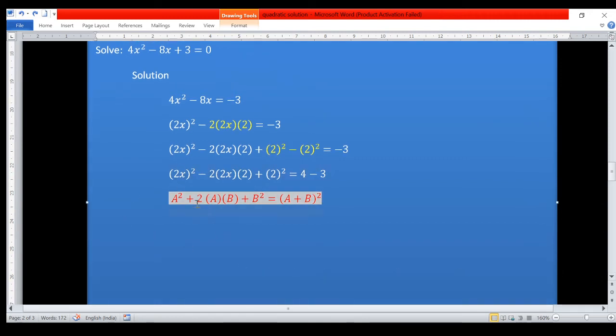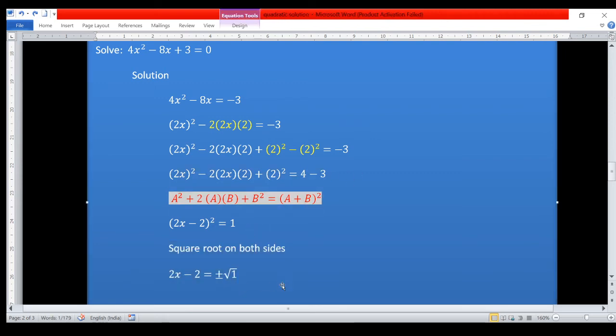So a² − 2ab + b² can be compared with the formula a² + 2ab + b², so it can be written as (a + b)². So a value is 2x, b value is 2. So (a + b) or (a − b) the whole square. So (2x − 2)² is equal to 4 − 3, which is 1. So take the square root on both sides.